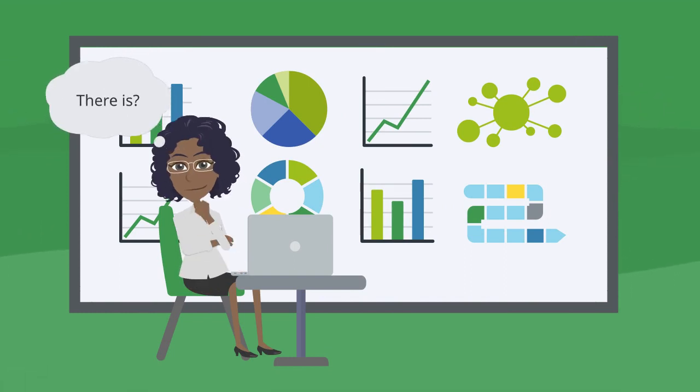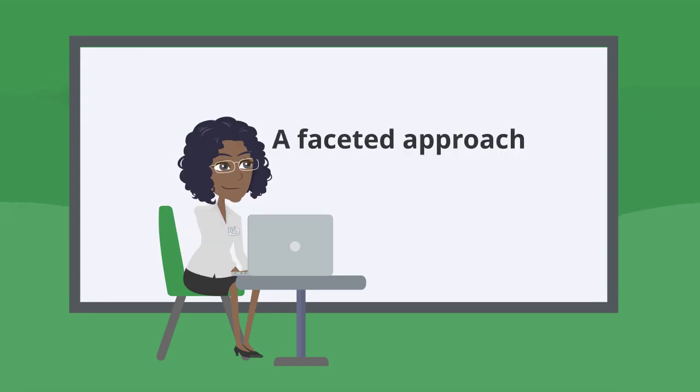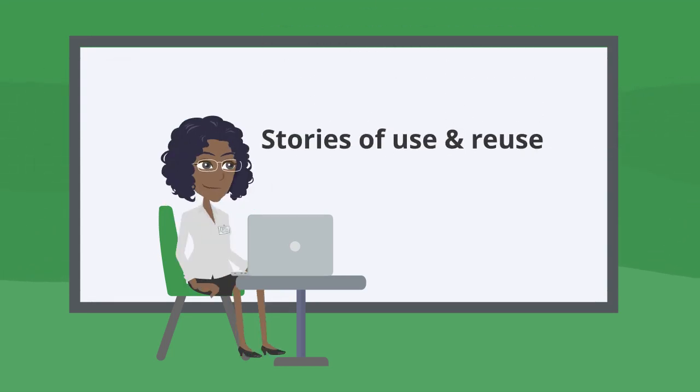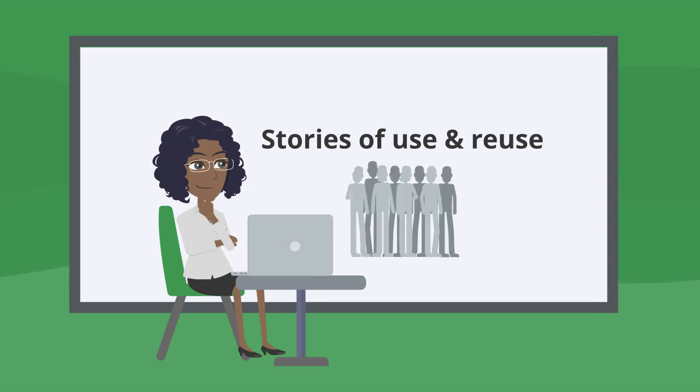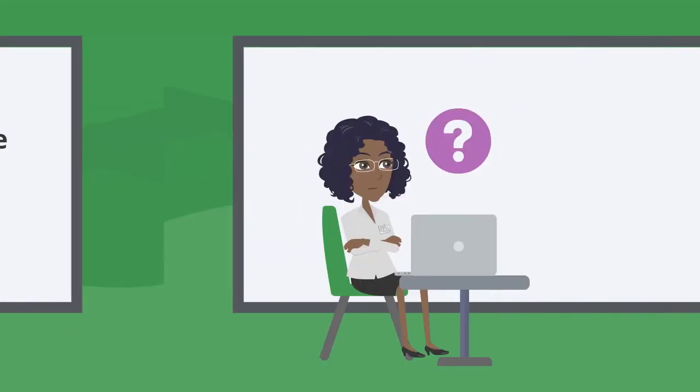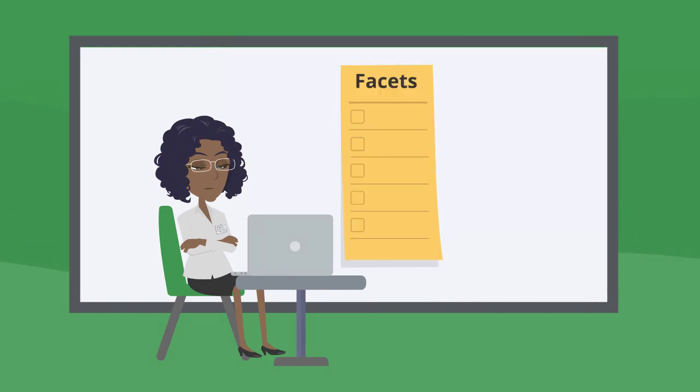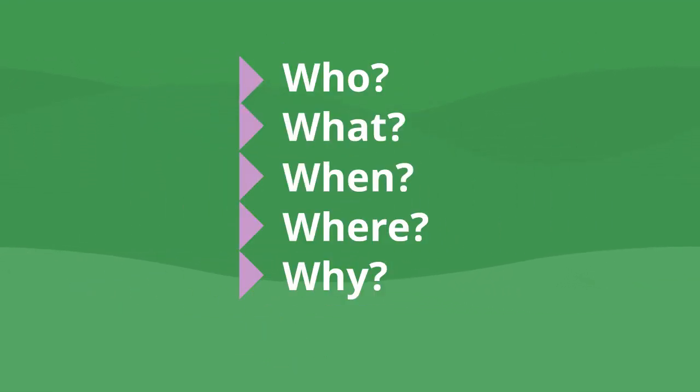You can use your assessment data for this. How? With a faceted approach to telling stories. Stories about how the use and reuse of your digital collections impacts your community. So what is a faceted approach? With this approach, you assemble key pieces of information, or facets, that build a story. The facets can be as simple as who, what, when, where, why, and how.